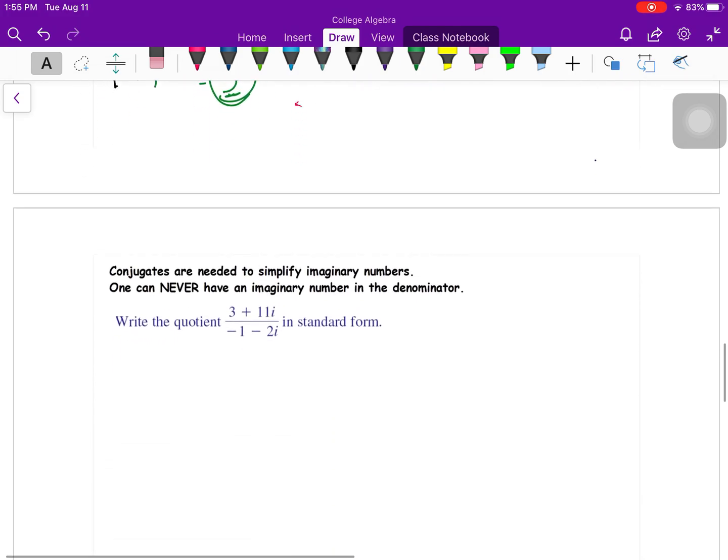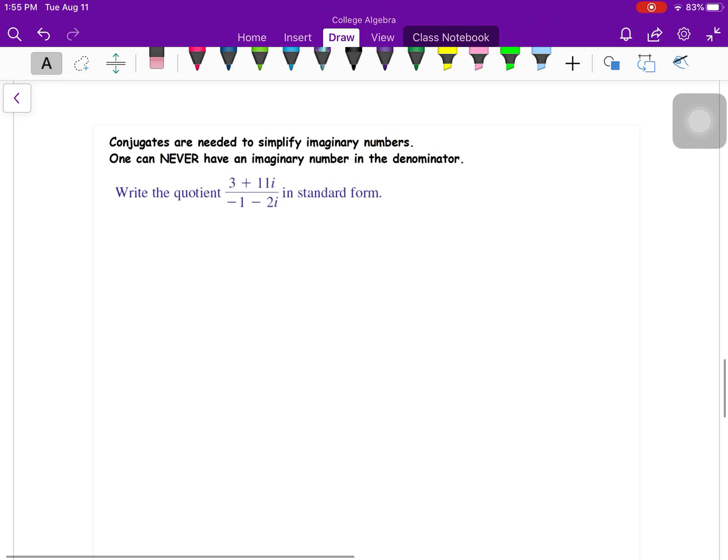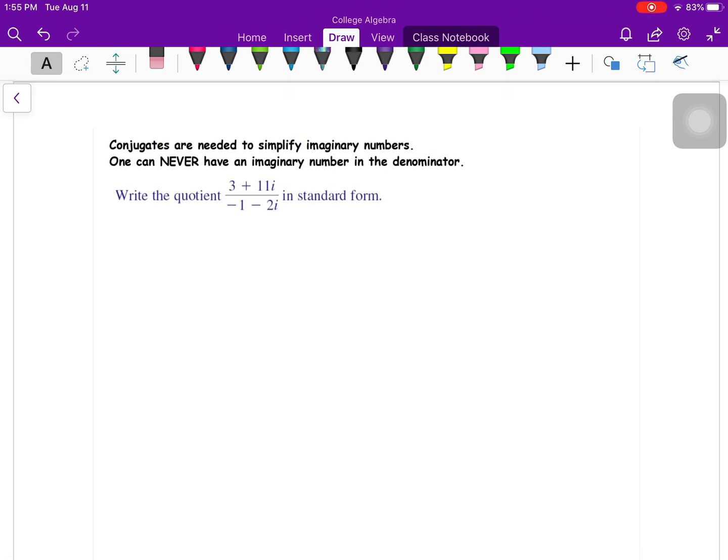Now the reason that becomes important is because there is no such thing as dividing. So you can never have an imaginary in your denominator because we cannot divide by square roots. So this is the square root of a negative 1. So to get rid of that denominator, you multiply by its conjugate. So I'm just going to rewrite this number, 3 plus 11i over negative 1 minus 2i. So this is where I can't have the square root in the denominator. So I must multiply by the denominator's conjugate, which would be negative 1 plus 2i.